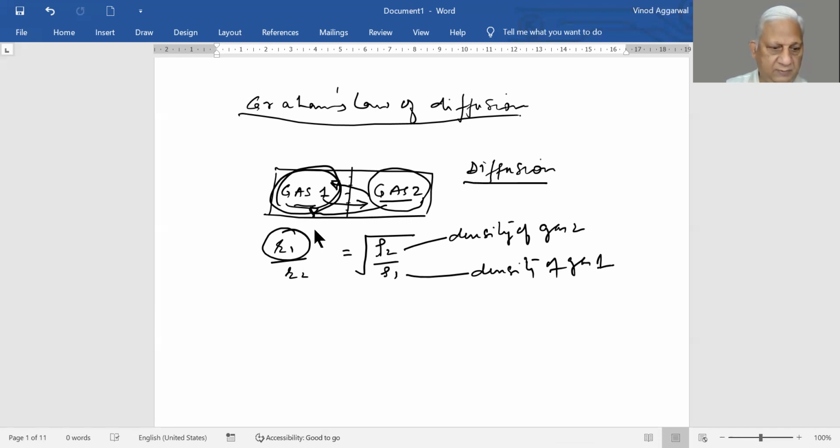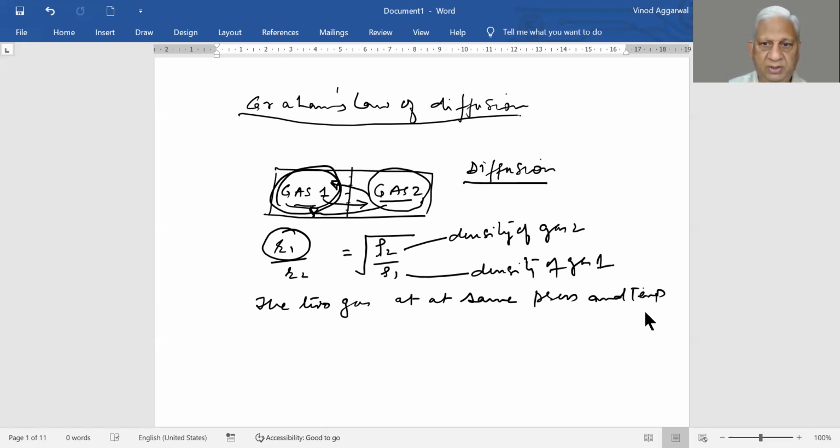Here the condition is that the two gases are at same pressure and temperature. Both these gases, gas 1 and gas 2, should be at same pressure and temperature. Same pressure and temperature.